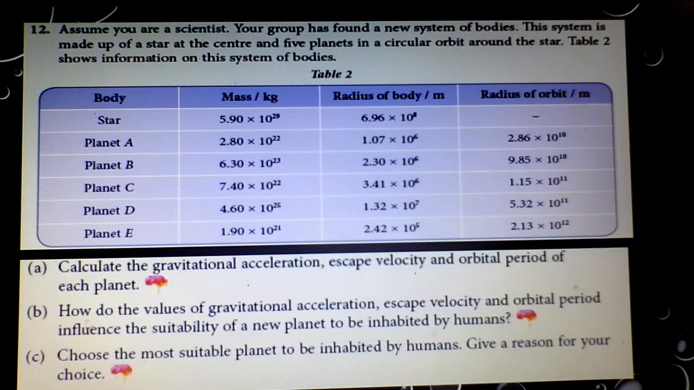Okay, B. How do the values of gravitational acceleration, escape velocity, and orbital period influence the suitability of a new planet to be inhabited by humans? So you must know the effects of gravitational acceleration, escape velocity, and orbital period on humans. So how can humans live on that planet? Okay.